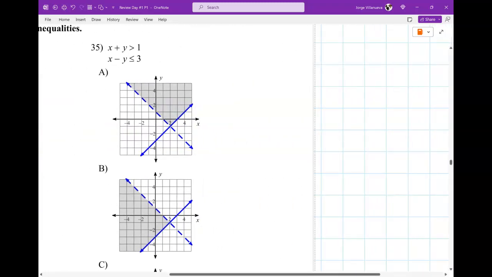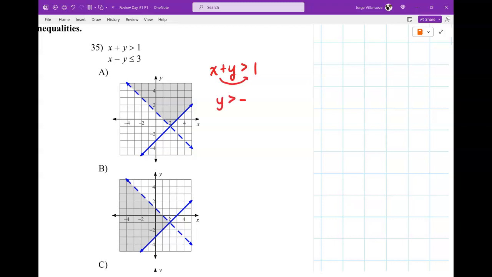So x plus y is greater than 1. If I solve for y, I'll move the x over. This is y greater than negative x plus 1. Now if I were to graph this, my slope is negative 1. My y-intercept is positive 1. Now it should be a line that's going downhill, correct? This one should be going downhill.